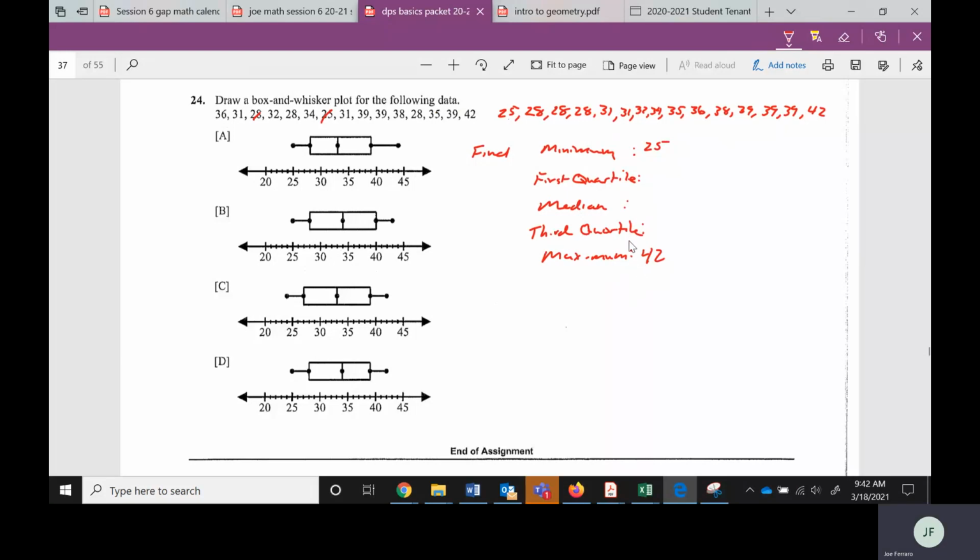Okay. Next is to find the median. When we counted these before, there were 15 pieces of data. So our median would have 7 before it and 7 after it. So 1, 2, 3, 4, 5, 6, 7. Okay, so it's probably right here, but let's make sure: 1, 2, 3, 4, 5, 6, 7. So this is our median.